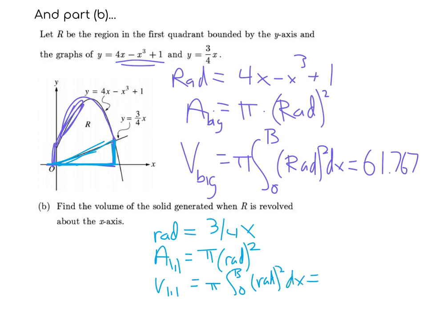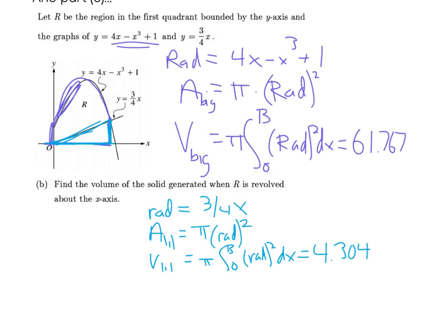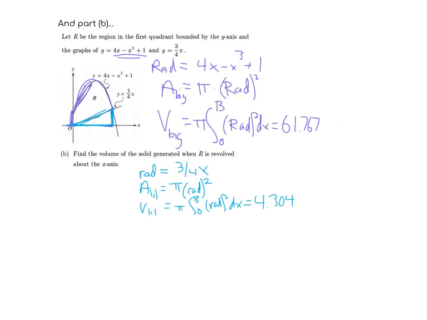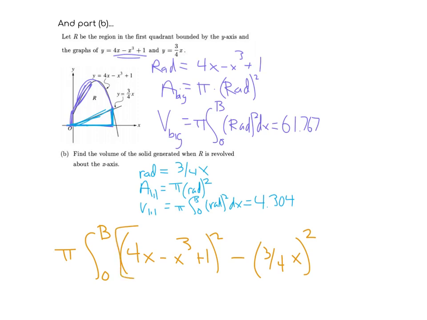And if I am to do that, then I get 4.304. To figure out the overall volume, I would need to subtract those. Now, you may be asking yourself, can I do this all as one big step? Of course you can. If you're going to set this up as one big step, you're going to integrate from 0 to b, put the pi out front, and put your big radius, 4x minus x cubed plus 1 squared, minus your little radius, 3/4 x squared, dx.